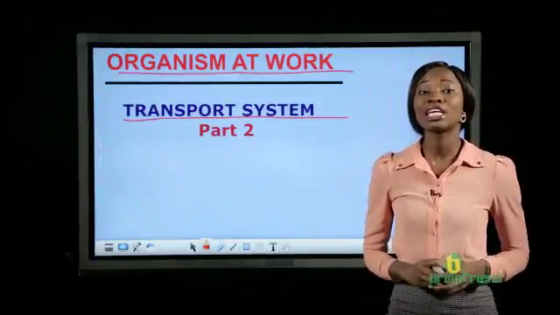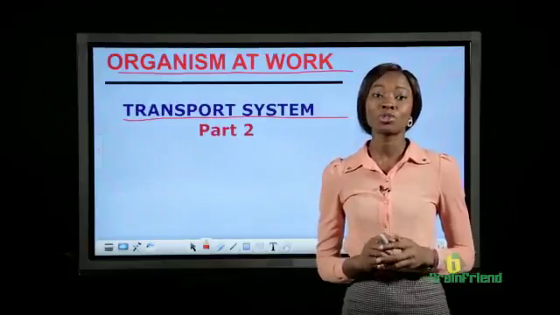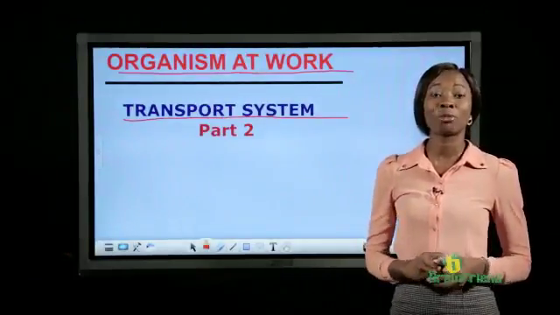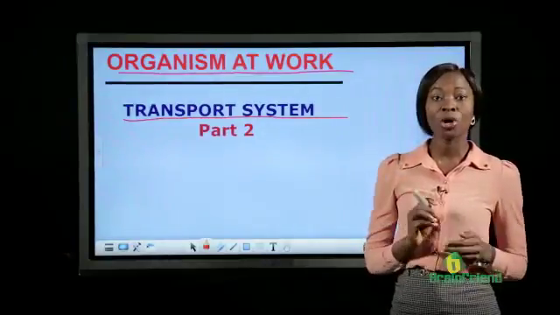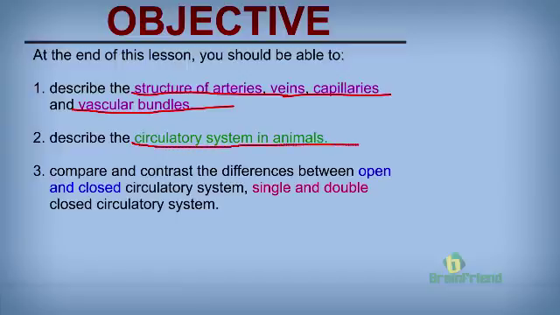In that same lesson, we also looked at the various materials that are transported within the bodies of living organisms, and the media used for transporting those materials. In this lesson, we are going to be talking about the structures that are involved in the transport system of plants and animals. We are also going to look at the transport system of animals. At the end of this lesson, you should be able to describe the structure of arteries, veins, capillaries, and vascular bundles. You should also be able to describe the circulatory system in animals. And lastly, you should be able to compare and contrast the differences between open and closed circulatory systems and single and double closed circulatory systems.